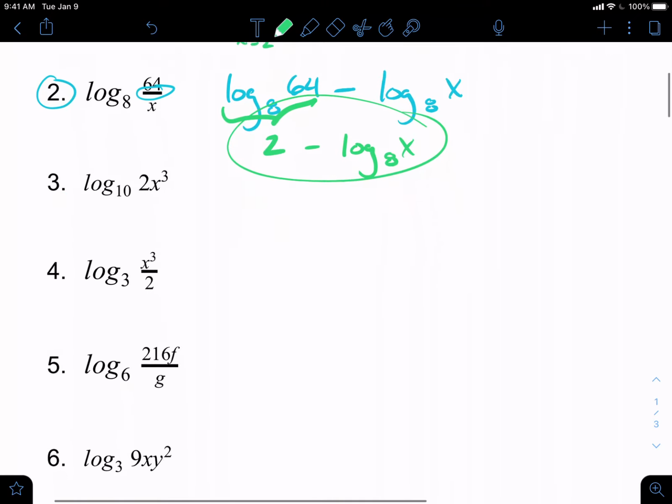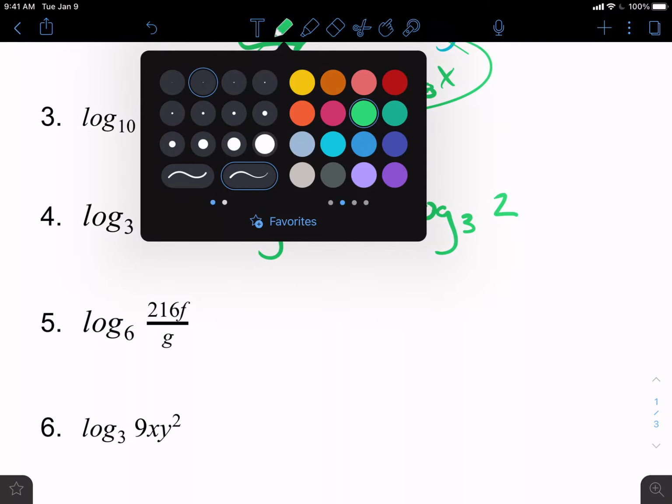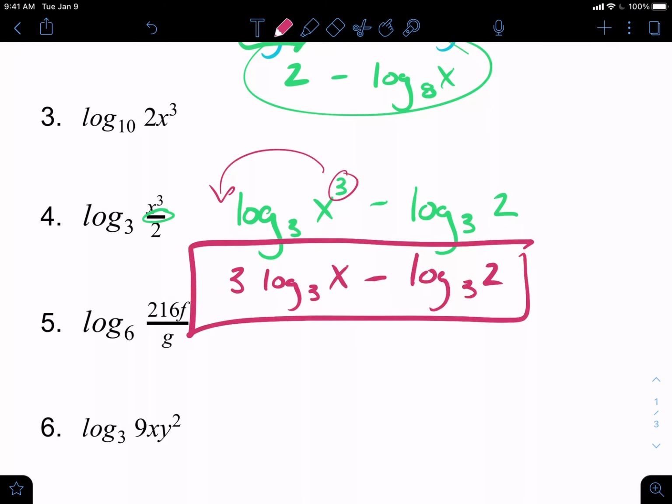Looking ahead at problem number 4, we see that we have log base 3 of x to the third over 2. Again, if I have division, that means subtraction, so I can rewrite this as log base 3 of x to the third minus log base 3 of 2. Now, when we see an exponent like this, if we see an exponent in front, that needs to be pulled to the very front. So we have 3 log base 3 of x minus log base 3 of 2 as our final answer.